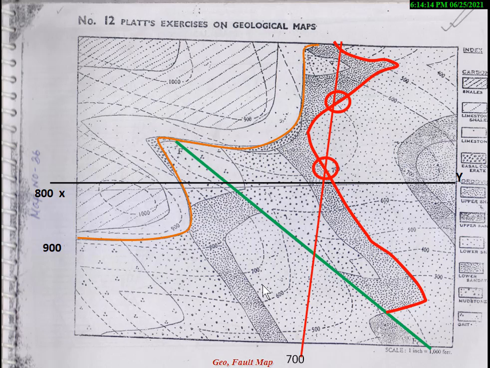Okay, this same bedding line appears here. How do you understand that this line and this line are the same? With the help of the symbol. This symbol and this symbol are the same. That is why this line and this line are the same.